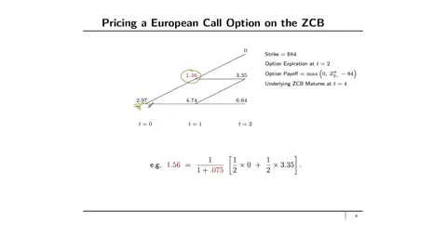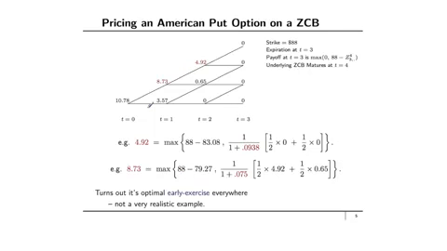If we want to price an American option on the same zero coupon bond, we can do the exact same thing, the only difference being that at each node we stop to see whether or not it is optimal to early exercise at that node or not. So here's an example. This time the expiration is t equal to 3. It's going to be an American put option on the same zero coupon bond, and it has a strike of $88.